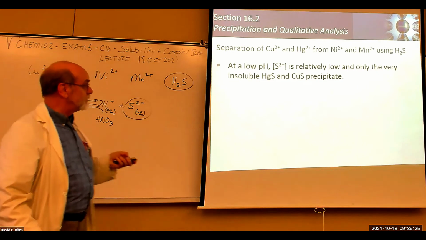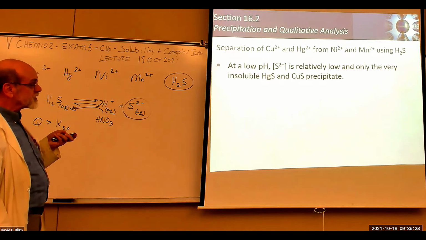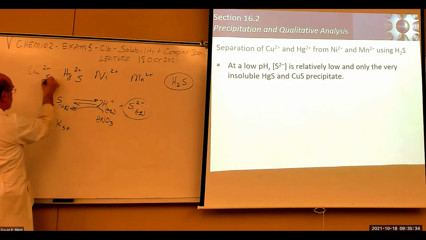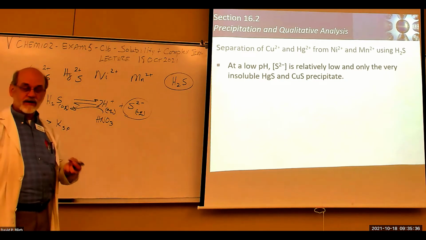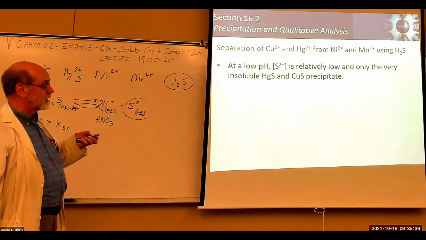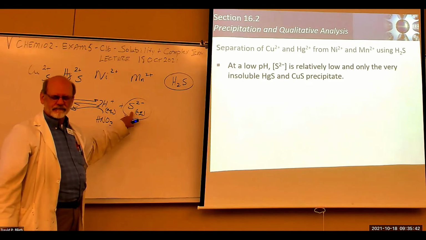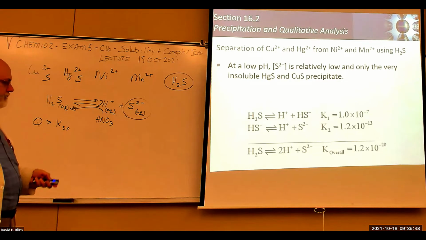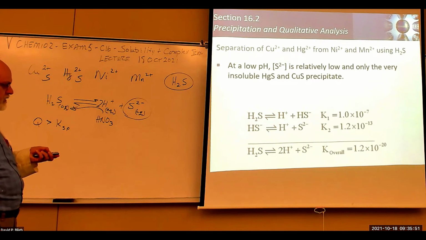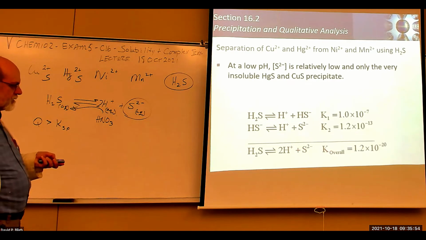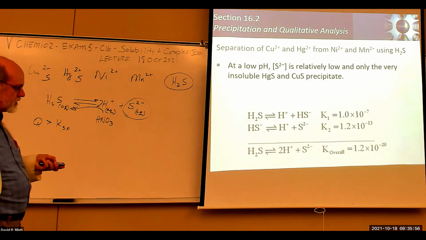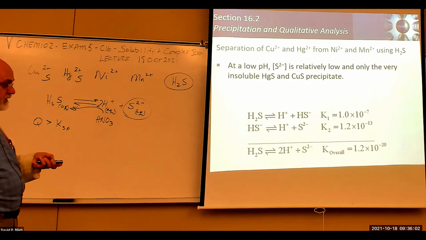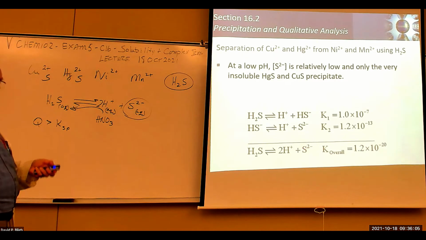Okay. As it turns out, very low concentration of sulfide will still precipitate this one as the sulfide and this one as the sulfide, because they have extremely low solubility with sulfide. Okay. So here's the explanation. Overall, K for this reaction is 10 to the minus 20. So if you acidify it, you make it even a lower concentration of sulfide ions.